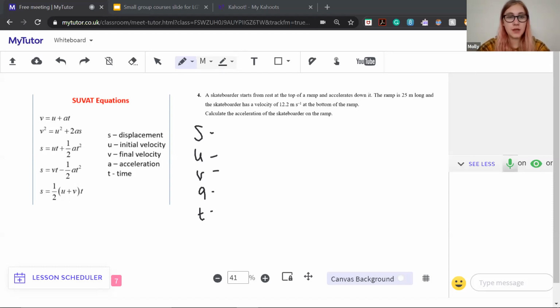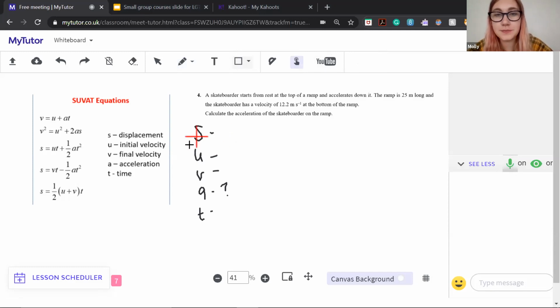Perfect. Someone said that we're looking for acceleration, so that's exactly right. We can pop our question mark there. That's at least the question started. What else do we have? So what's S? S is the displacement, remember? So how far does our skateboarder move? Yeah, brilliant. It's 25 meters.